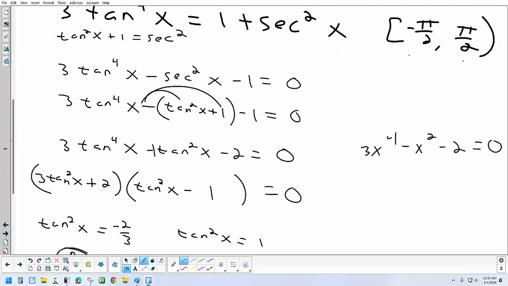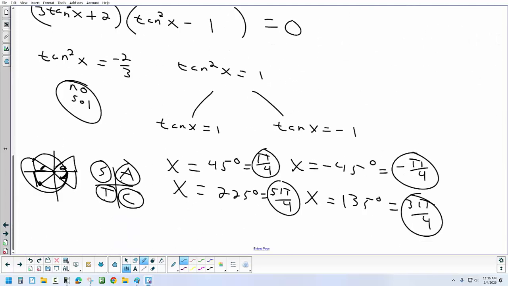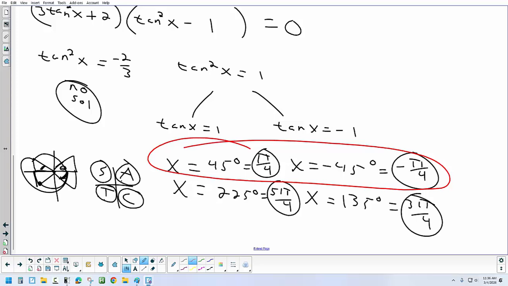So now I need to filter them. Which answers here are not between -90 and 90? Yeah. 5 pi over 4 and 3 pi over 4. Yeah, for whatever reason, they don't want those. They just said to find the answers between -pi over 2 and pi over 2. So that's all we need to find. Okay. Any question on that?